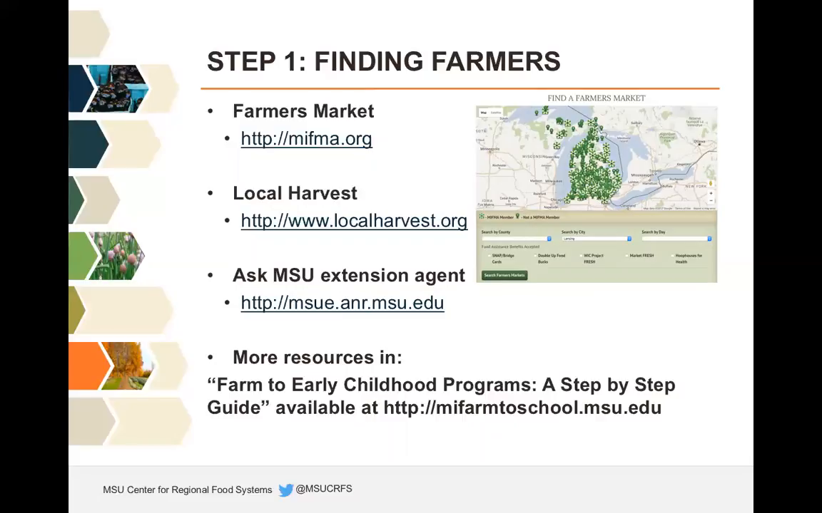MSU Extension educators operate in each county and typically have deep knowledge of agricultural producers in the area. You can find your county extension educator online and contact them to find out about farmers in your area and make connections. And finally, I've referenced the Farm to Early Childhood Programs, a step-by-step guide several times throughout this webinar series. That's available on our website at myfarmtoschool.msu.edu and has a long list of resources for connecting with local farmers there in addition to the ones I mentioned here.